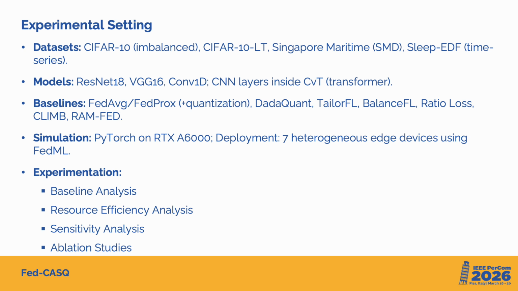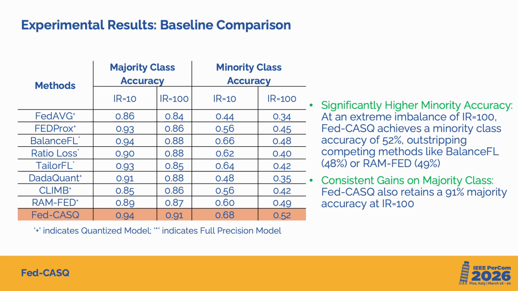Now, before jumping into the results, let me quickly summarize the experimental and evaluation setup. For this work, we used 4 baseline datasets, 7 relevant baseline methods to compare with, and we deployed our method on 7 heterogeneous devices. Also, we evaluated Fed-CASQ from 4 different points of view. First, we did baseline analysis and also deployed FL on heterogeneous devices and did resource efficiency analysis. Then we did sensitivity analysis, and lastly we carried out a detailed ablation study.